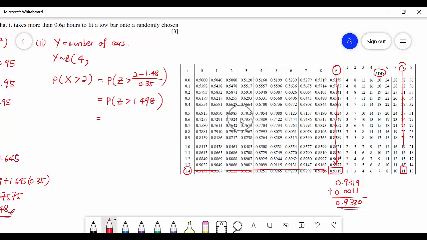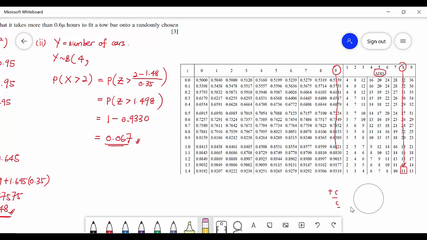All the answers provided in our normal table are smaller than. So to get the greater than, you have to take 1 minus the smaller than answer. So this is the smaller than answer, which is 0.9330. So if you continue from here, you'll get 0.067. Okay, so is this 0.067 the final answer that we want to find? It is not yet. Okay, it is just halfway.